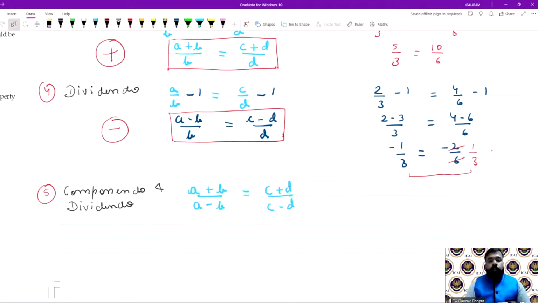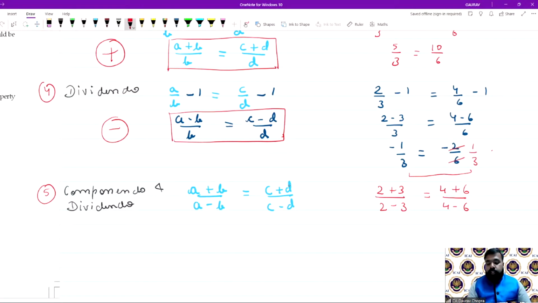So simply we have to add and subtract, add and subtract. If we continue the example, the value of A was 2 and the value of B was 3. So 2 plus 3 and 2 minus 3. On the other side, we have 4 and 6. So 4 plus 6 and 4 minus 6.